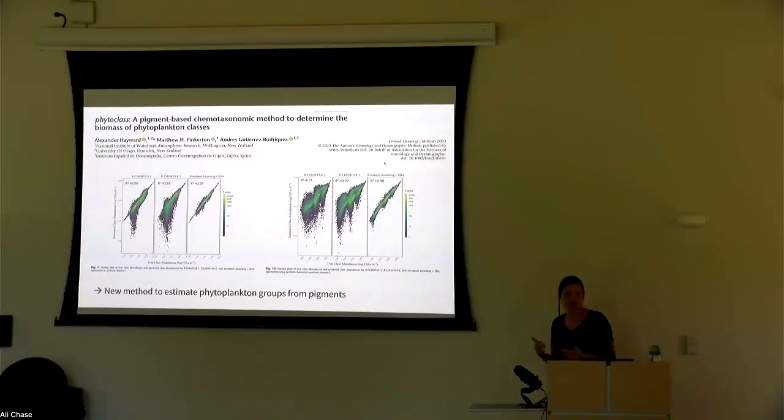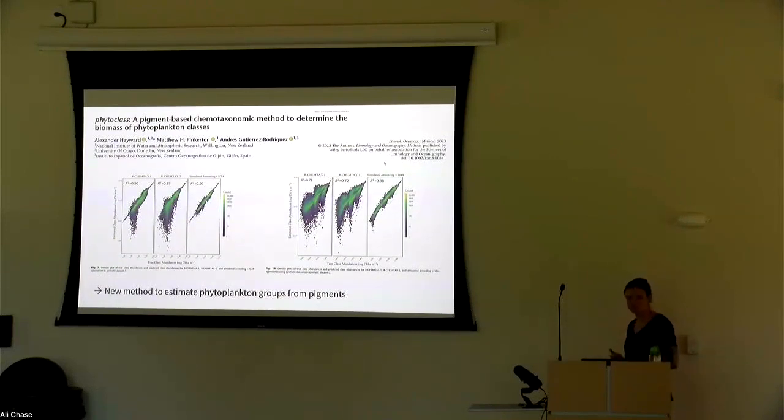People have mixed feelings about ChemTax because it requires seeding the algorithm with assigned ratios between pigments and the groups that are in the water. But this paper really addressed some of those challenges nicely, and they use a simulated annealing, rather than just a steepest descent, like minimization algorithm.